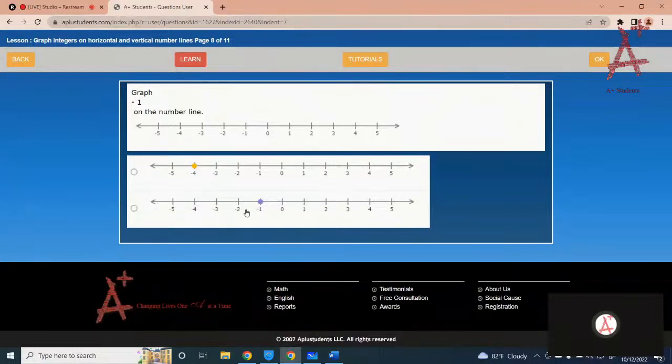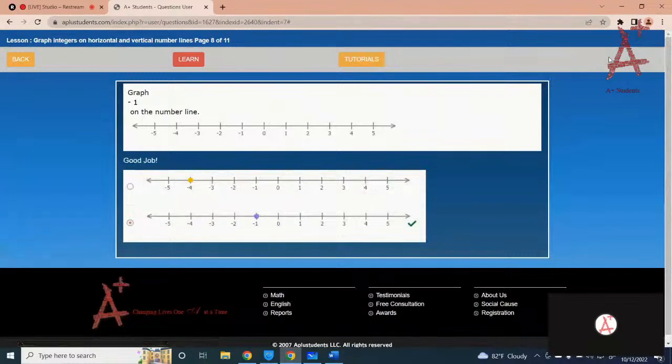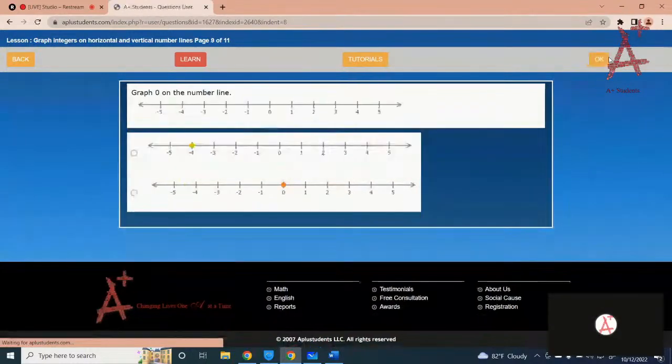Yes, the second one represents negative 1. Got it? So select the correct option and click on the OK button. Okay, graph 0 on the number line. So which option is the correct one? Which graph represents 0? The second one. Here you have 0. Got it?